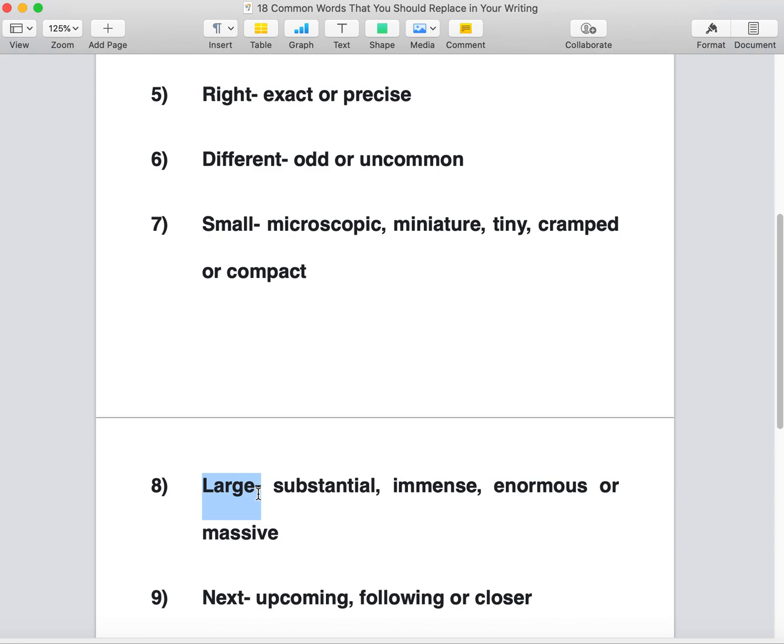Just like relying too much on small, we tend to describe large things as well. Large: specificity is a big help with this one too. Could your subject be substantial, immense, enormous, or massive? Try using these four terms, or whichever, depending on the sentence, to strengthen the meaning.